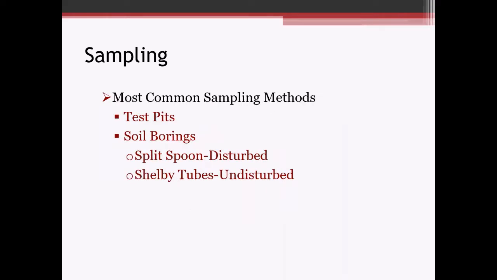Some of the most common sampling methods consist of test pits, which are typically going to be dug by an excavator, as well as soil borings using a drill rig, where samples can be collected with a split spoon sampler or a Shelby Tube sampler. And the geotech engineer needs to determine the appropriate sample methods as well as the sampling intervals for the project.